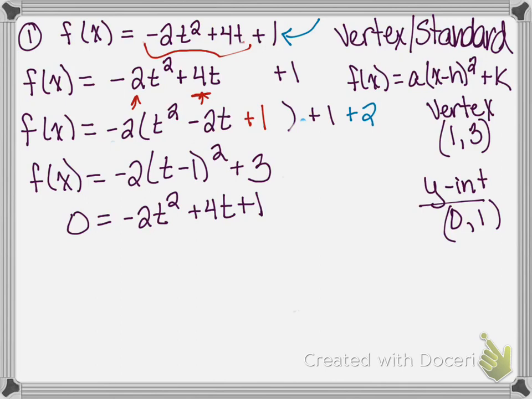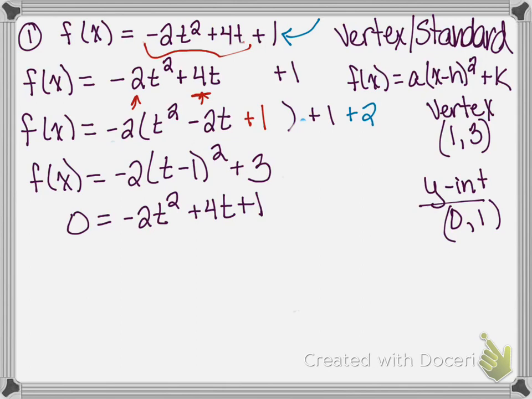If I were to try to factor this, and I would always try to factor it, my product, what would my product be? Negative 2. My product would be negative 2. What would my sum be? 4. There are no 2 numbers multiplied together that give us negative 2 and added together give us 4. There are no 2 numbers. So I have to use the quadratic formula or completing the square.